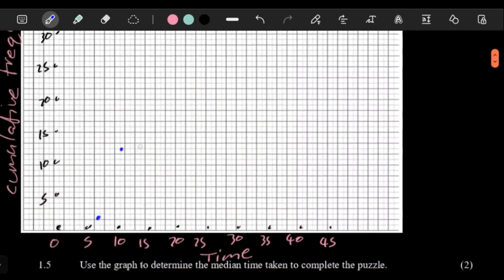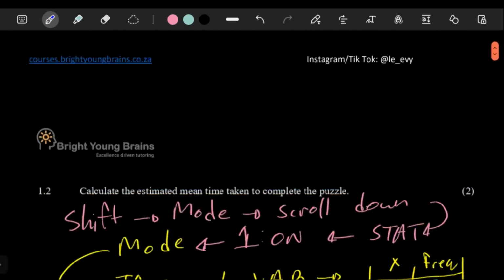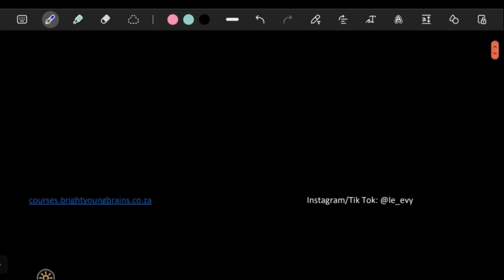So 14 is somewhere there, right? 21 is somewhere over here. Yeah, this ogive is pretty steep. It looks a bit steep. It looks scaringly steep actually. But it is what it is.